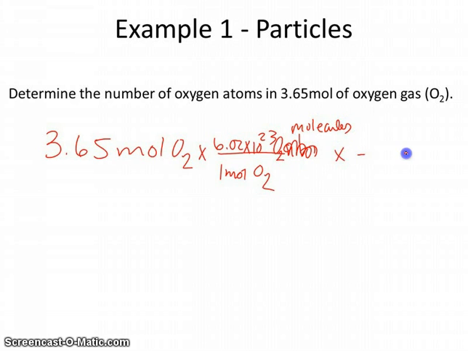And since this wants to know about atoms, we need to do one more conversion. There are 2 moles of O in every 1 mole of O2 molecules. And so if we were to execute the calculations for this, we would get approximately 7 times 6.02 times 10 to the 23rd, whatever it may be. But we'll execute this in simple mathematical format. 3.65 times 6.02 times 10 to the 23rd times 2.